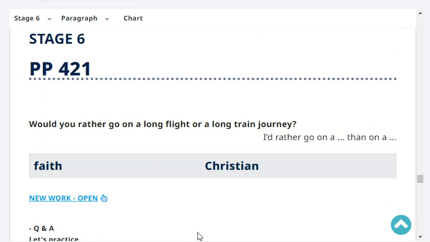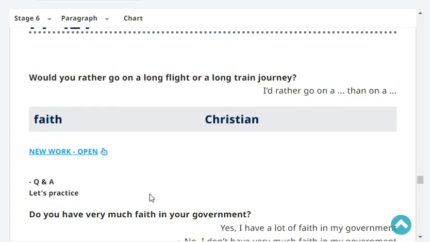Would you rather go on a long flight or a long train journey? I'd rather go on a long flight than a long train journey. Very good. One more. I'd rather go on a long flight than a long train journey. Very good.